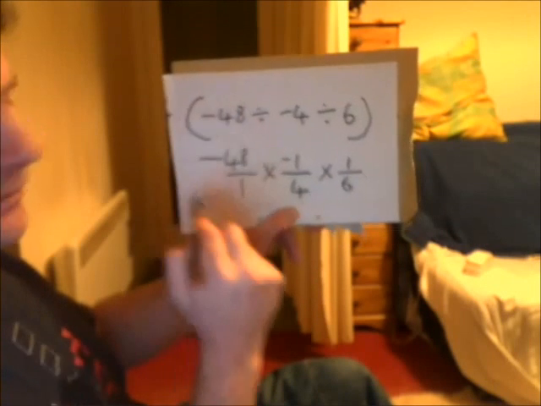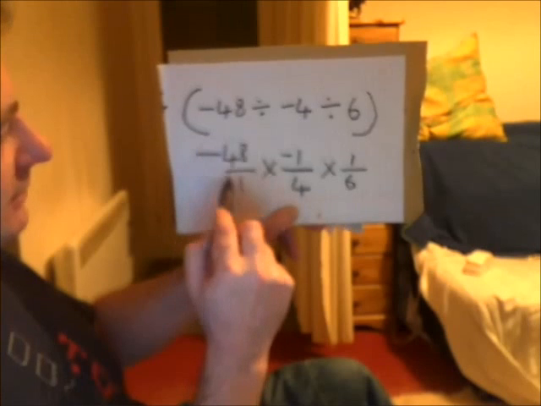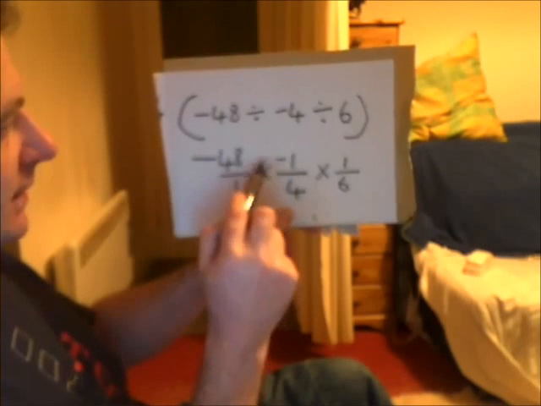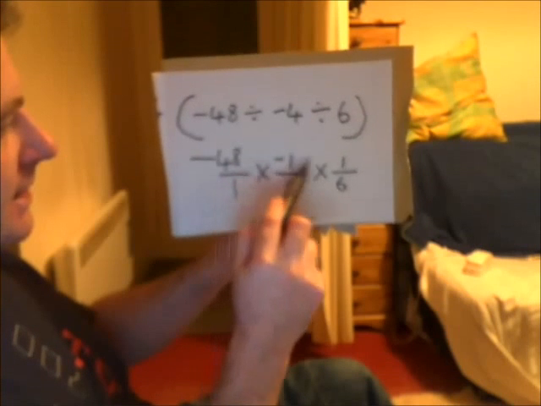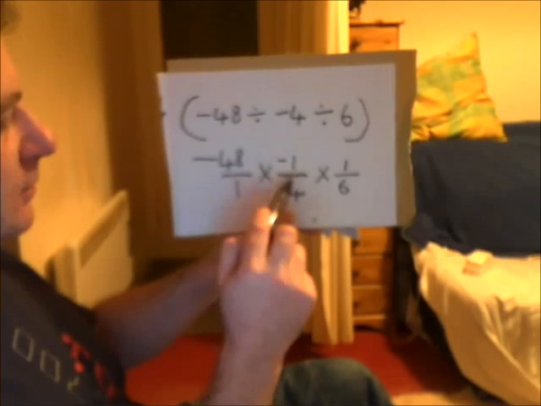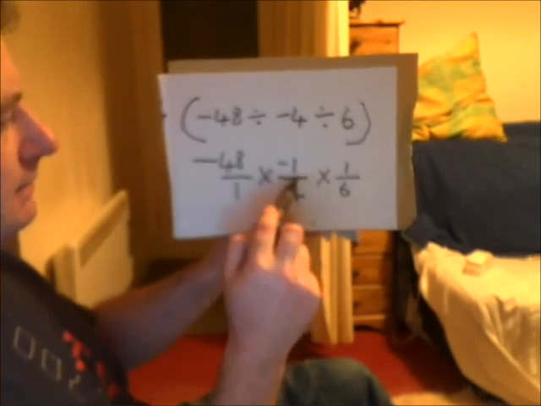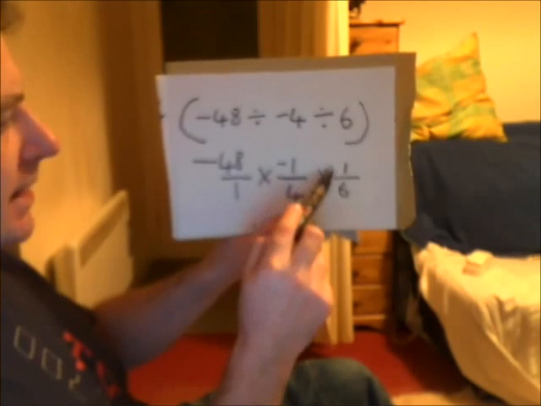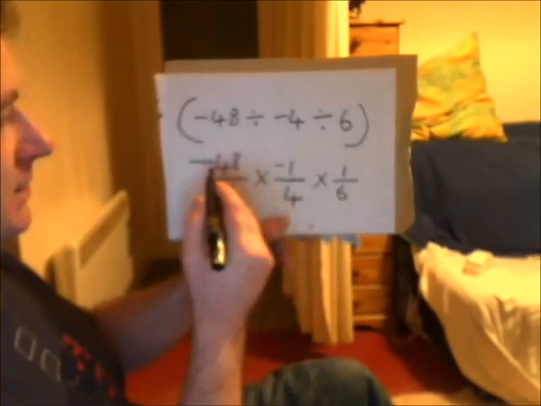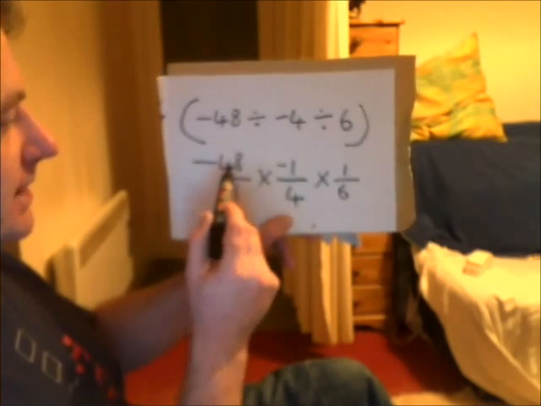And we've changed it around. The first part of the equation stays the same, negative 48 over 1. We don't have to flip anything over there. We're only flipping the next parts. So that is multiplied by negative 1 over 4. And then that is multiplied by 1 over 6. And then it's just a simple case of doing the maths.